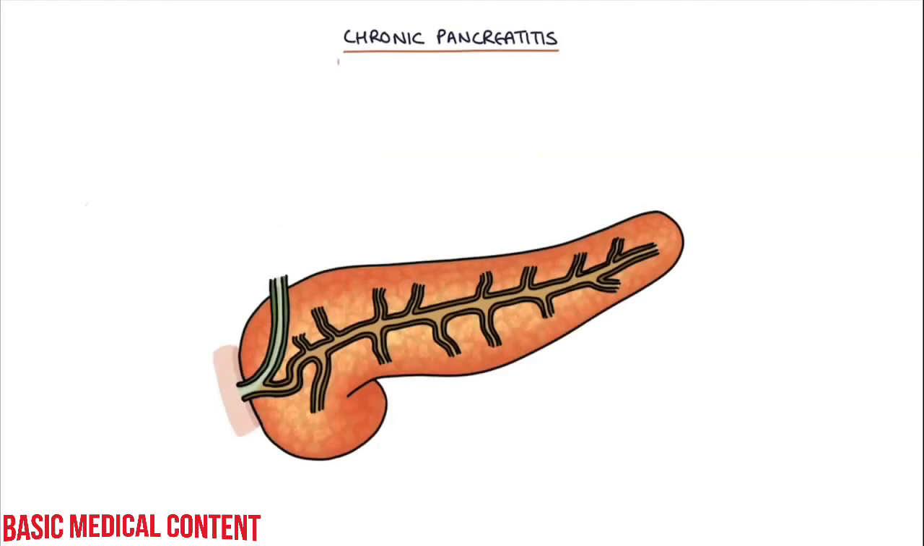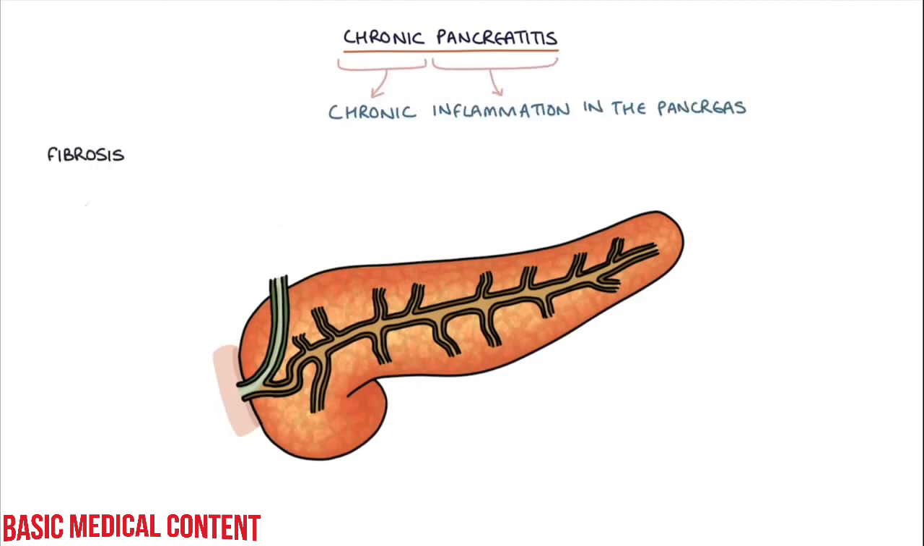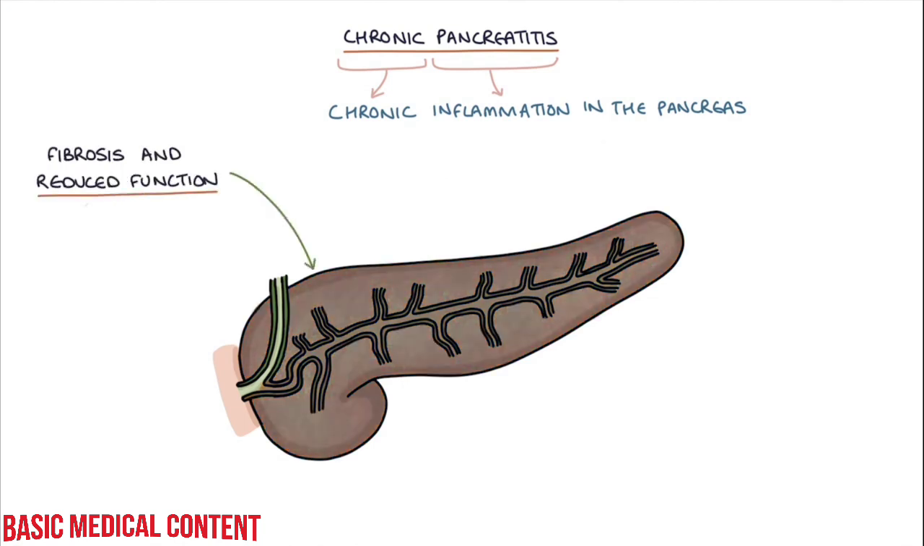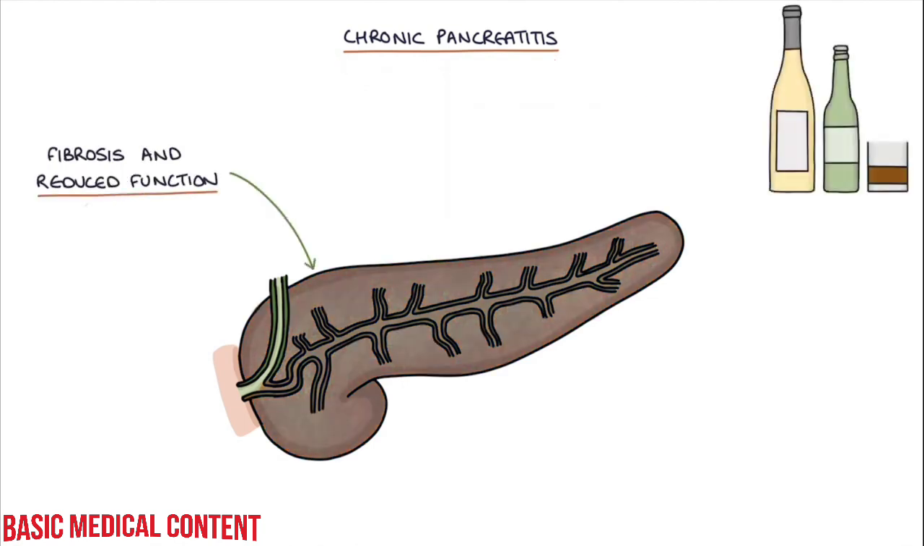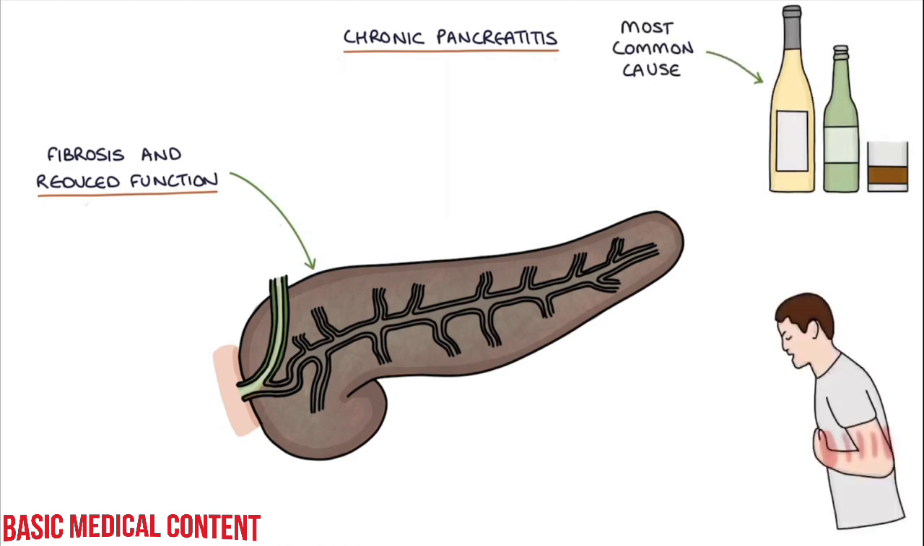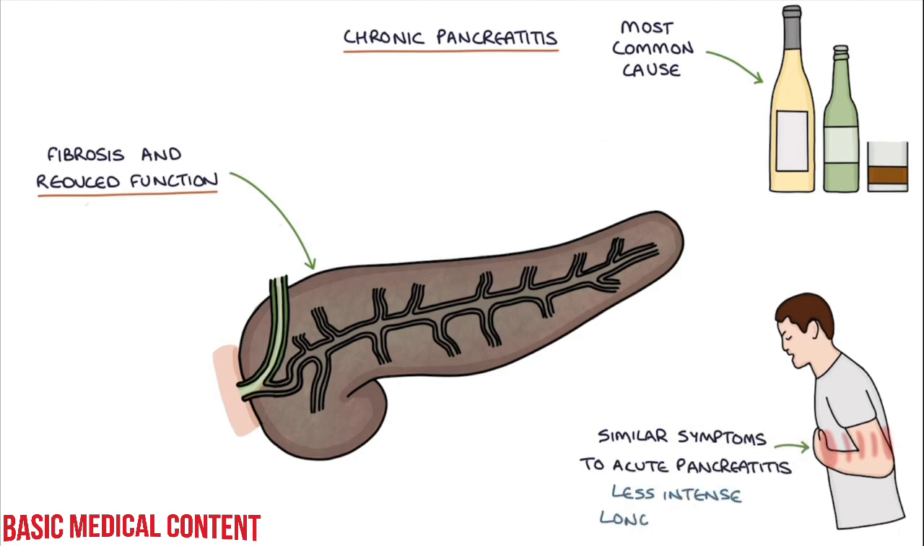So let's talk in more detail about chronic pancreatitis. Chronic pancreatitis refers to chronic inflammation in the pancreas. It results in fibrosis and a reduced function of the pancreatic tissue. Alcohol is the most common cause of chronic pancreatitis. It presents with similar symptoms to acute pancreatitis, but generally the symptoms are less intense and longer lasting.